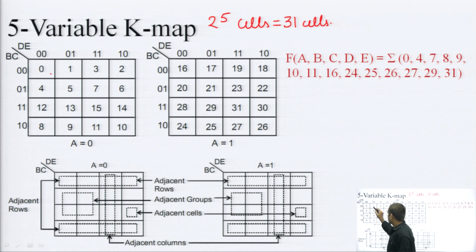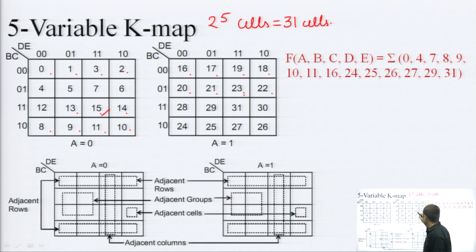We can check 0, 1, 2, 3, 4, 5, 6, 7, again 8, 9, 10, 11, 12, 13, 14, 15. So this is similar to the 4 variable K map, and the rest of the counting continues in another 4 variable K map. Till 15 we have covered here. Then 16, 17, 18, 19, 20, 21, 22, 23. The third and fourth entries are interchanged. This thing we have to remember, that the third and fourth entries are swapped.